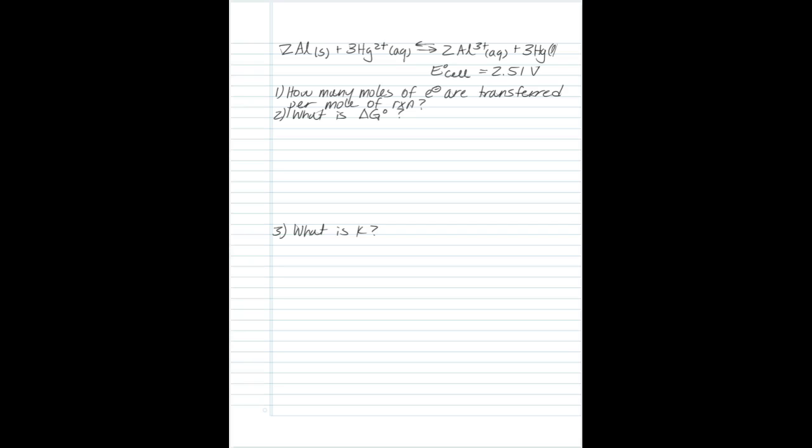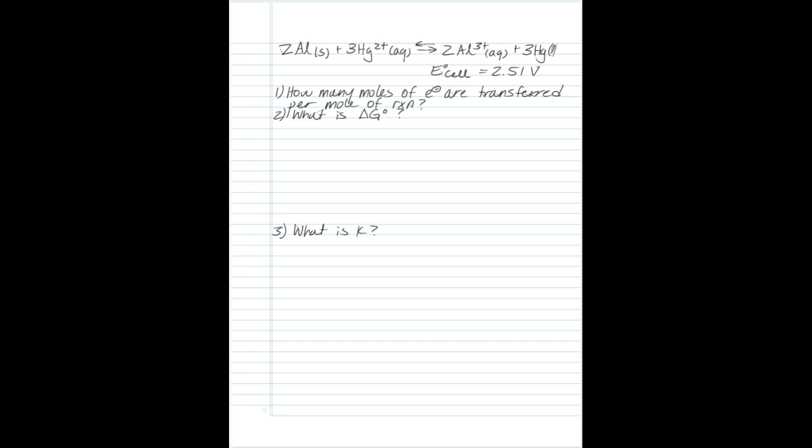I'm going to do an example with this reaction between aluminum and mercury, going through how to calculate delta G and K. So the first question is how many moles of electrons are transferred per mole of reaction, and you need to answer this question in order to use the equations that are necessary for this.